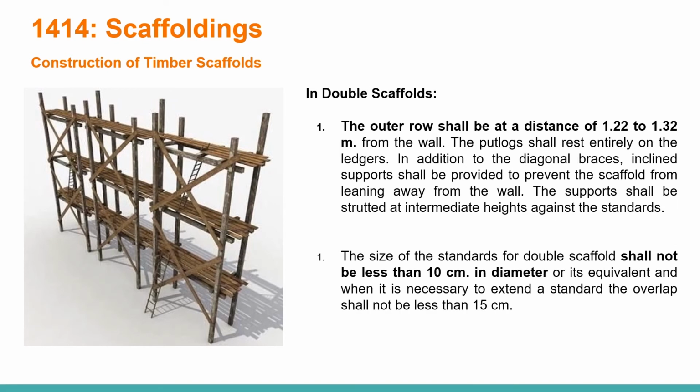In a double scaffold, on the other hand, the outer row shall be at a distance of 1.22 to 1.32 meters from the wall. The footlog shall rest entirely on the ledgers. In addition, diagonal braces, or inclined support, shall be provided to prevent the scaffold from leaning away from the wall. The support shall be strutted at an intermediate height against the standard. Also, the size of the standard for double scaffold shall not be less than 10 centimeters in diameter, or its equivalent, and when it is necessary to extend the standard, the overlap shall not be less than 15 centimeters.